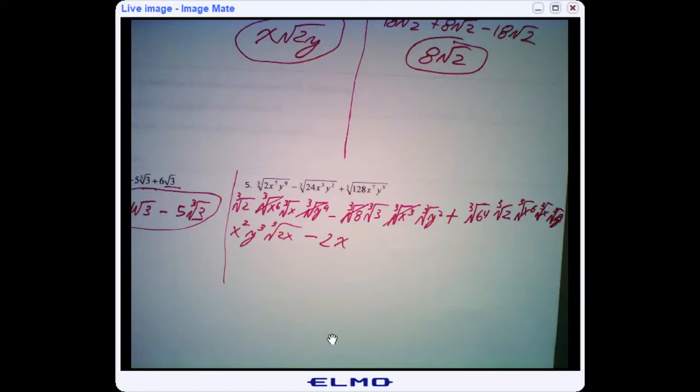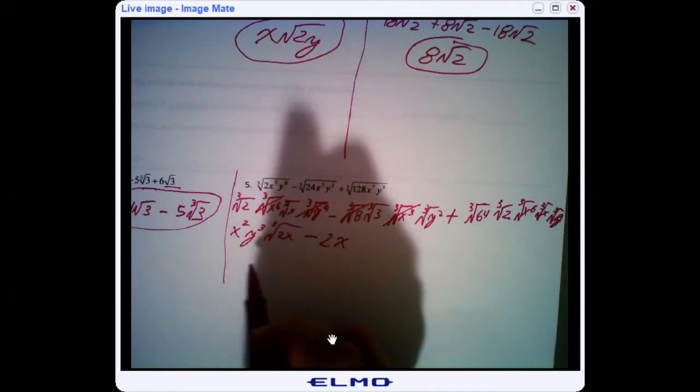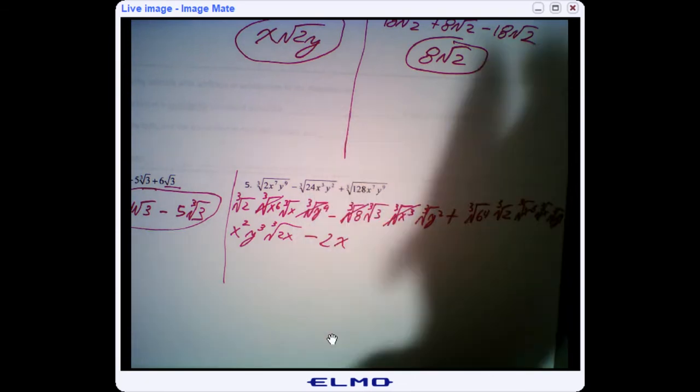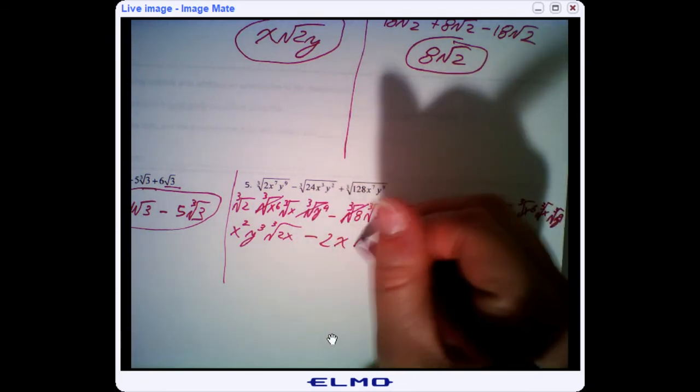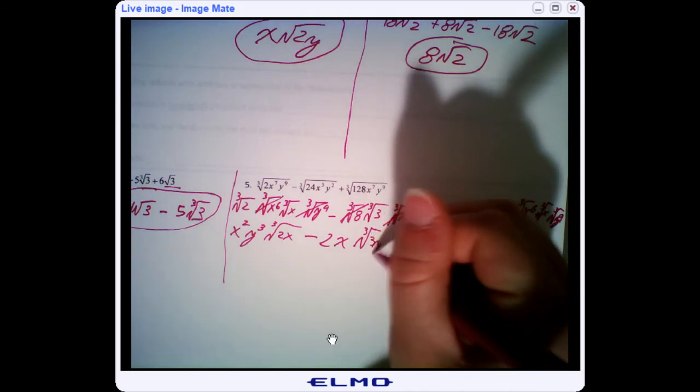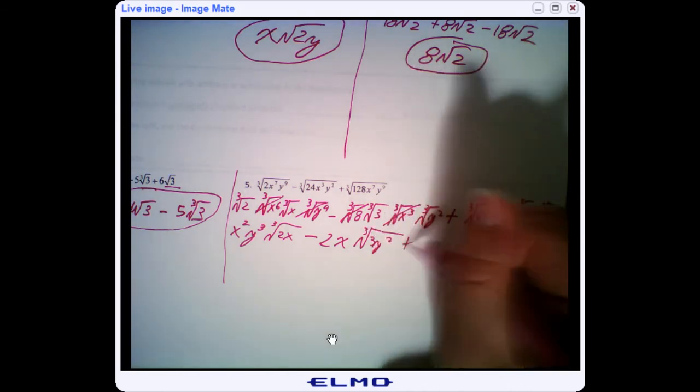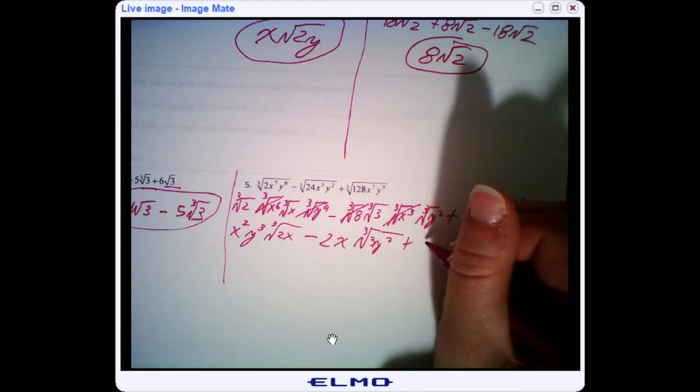We have cube root of 2. So we have x squared, y cubed, cube root of 2x minus 2x. You can't do cube root of 3 or cube root of y squared, so they just get tagged on. Plus the cube root of 64 is 4, my bad, sorry.